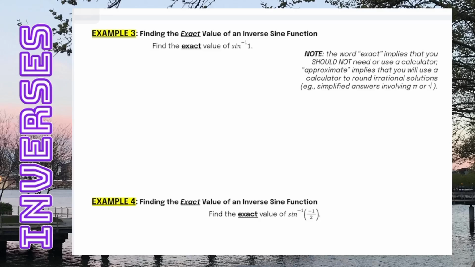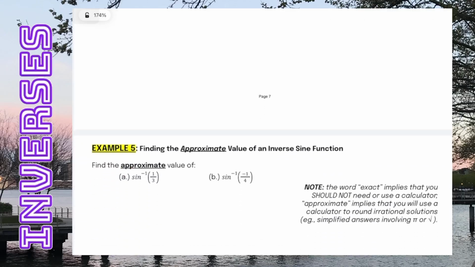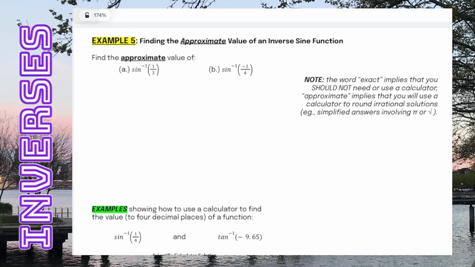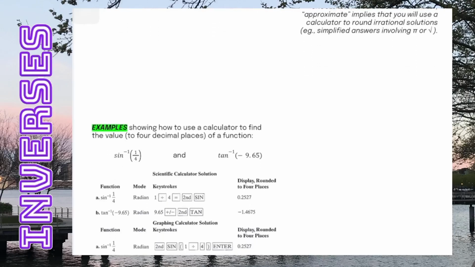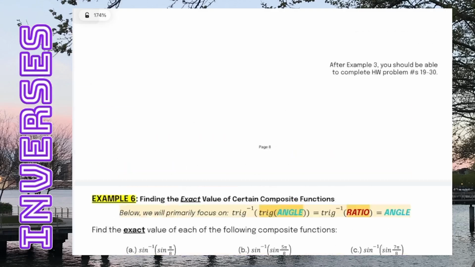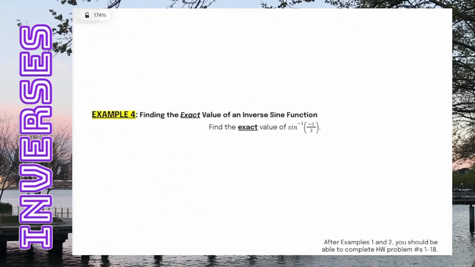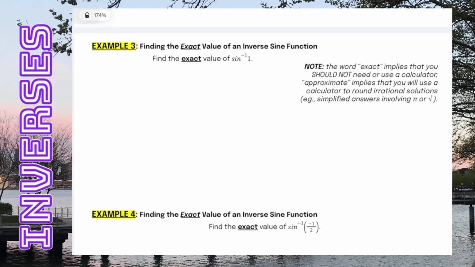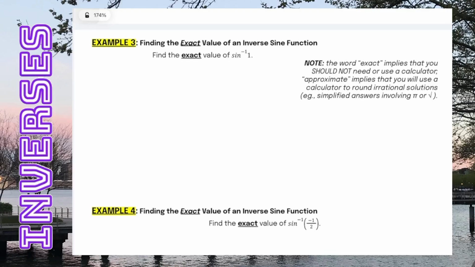Hey everybody, in this video we are going to go through finding the exact value of an inverse sine function. These are calculator questions over here, and I'm not going to do those in this video. I will do these two examples and then a few more, and maybe I'll even toss in some cosine and tangent to get things going. I'll just kind of wing it, okay?